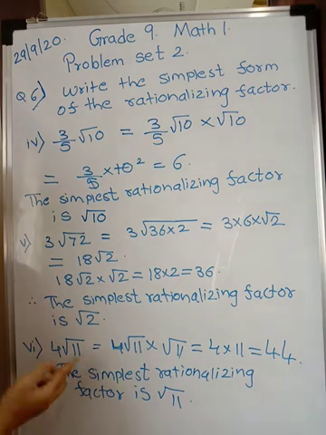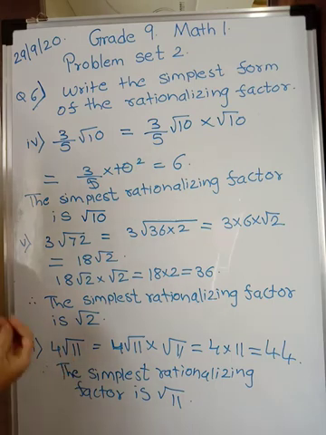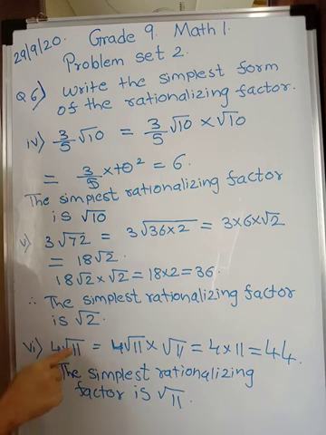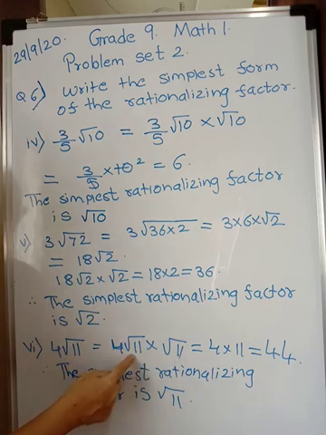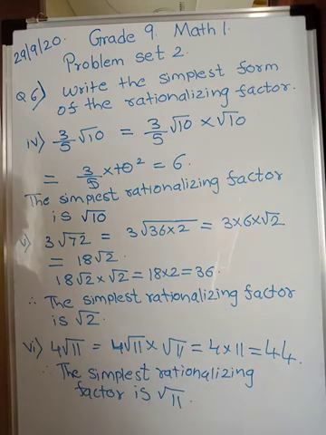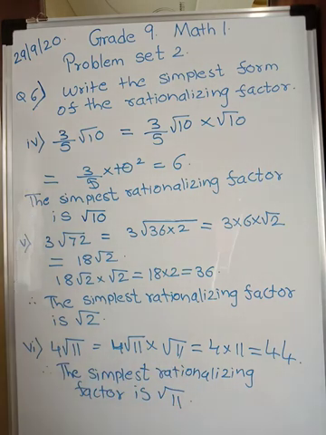For root 11, again 11 is itself a prime number, so no need to go into detail. This is the simplest form, so you have to multiply with root 11. Root 11 into root 11 will be only 11, and 4 into 11 will be 44. Alright, so the simplest rationalizing factor is root 11. Is it clear?